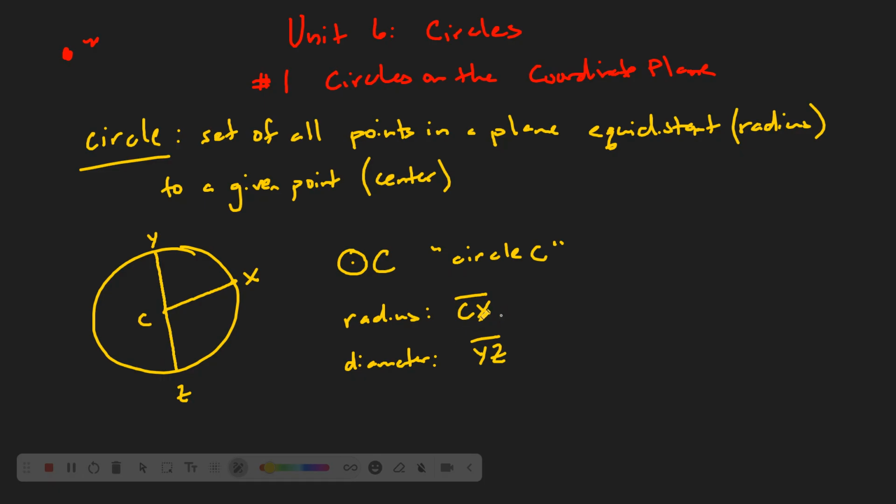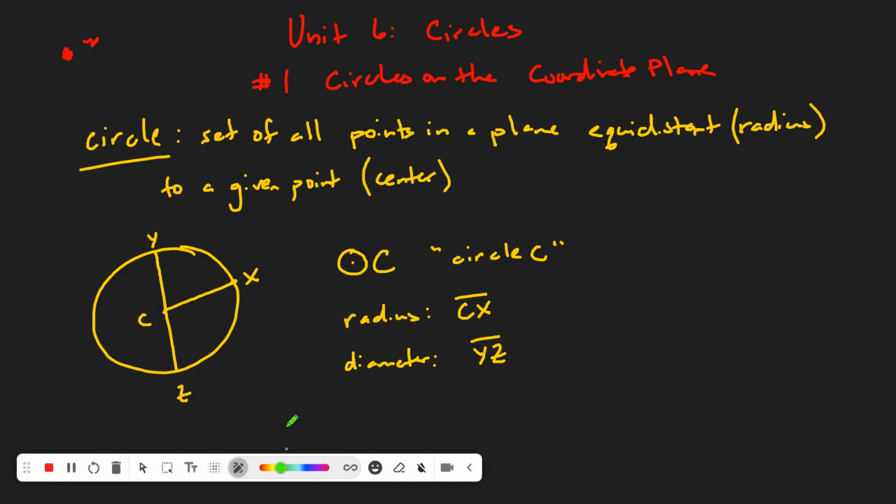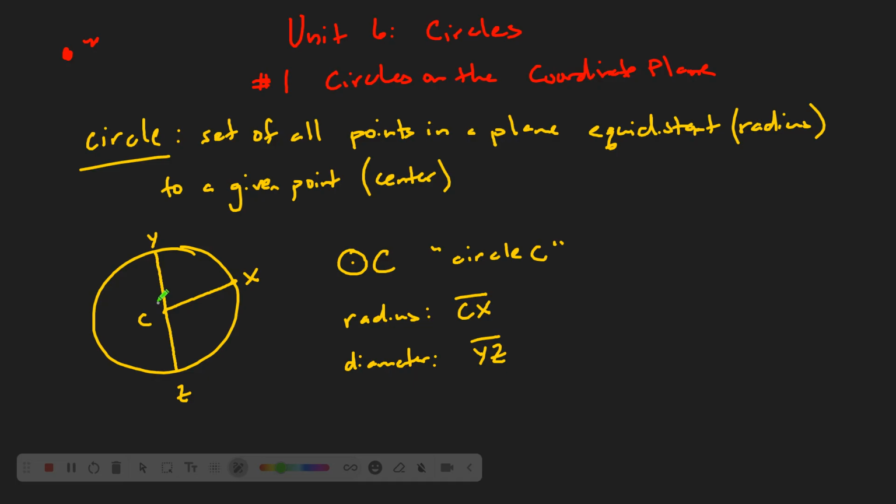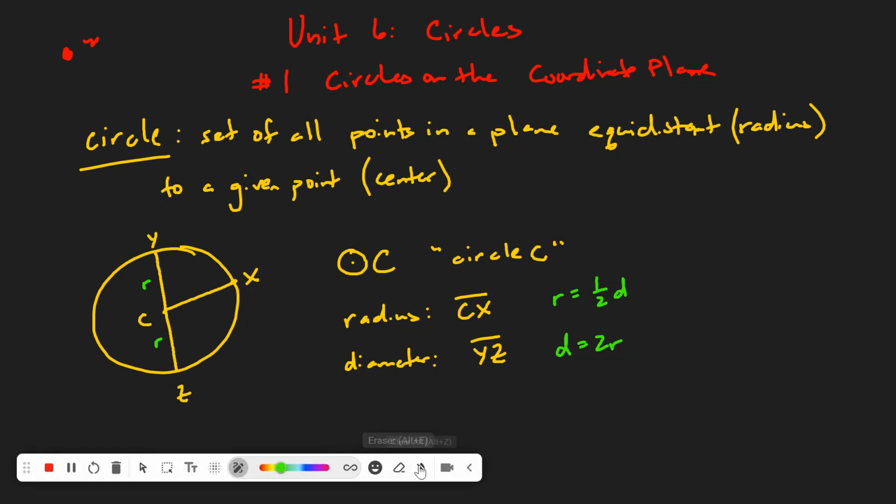Now, if we take a look at this diameter, there are two radii that make up this diameter. C to Y is one radius. C to Z is another radius. So your diameter is equal to 2 radii, which means that your radius is equal to 1/2 of the diameter. And there are your relationships. This is your background knowledge on what a circle is. Now, what about in a coordinate plane? Well, let's take a look at the equation of a circle, because algebraically, a circle has an equation.